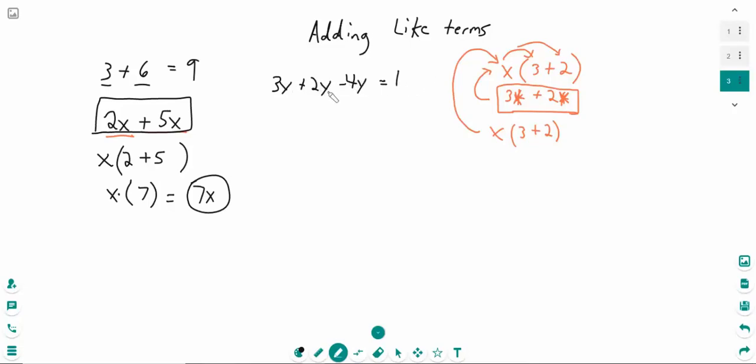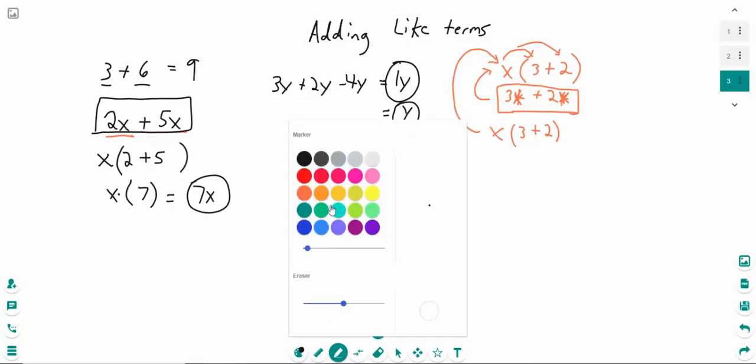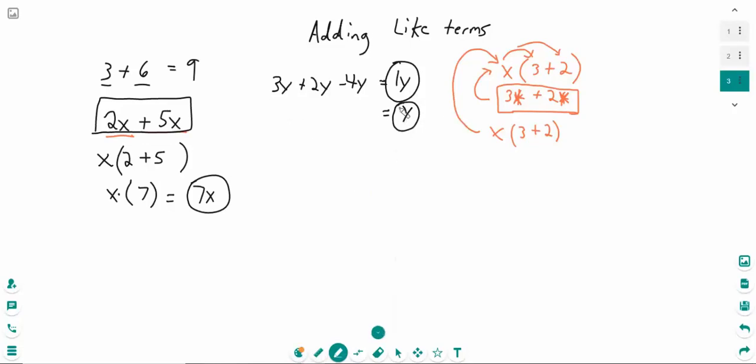Now we have to include the y so that everything is a like term. So the answer would be 1y, which, by the way, can be written as just y. That's an appropriate way to write 1y. The 1 is just invisible. We've talked about invisible ones before. This is another example of that. When we have a variable and there isn't a number at all in front of it, we can just assume that there is a 1 in front of it.